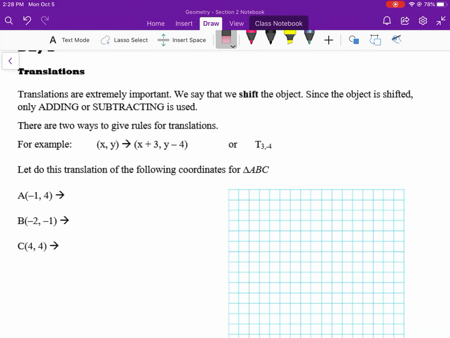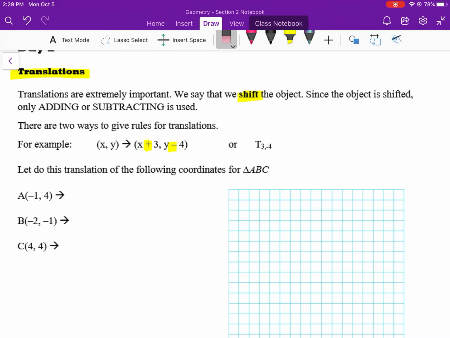Now, a translation is the first one, okay? We talk about translation is just a shift. We're just sliding it around, okay? We're not twisting it, we're not flipping it, we're not turning it, we're just sliding it around. And you can notice that because we're going to be adding or subtracting only. No multiplying, no dividing, no nothing else, okay?